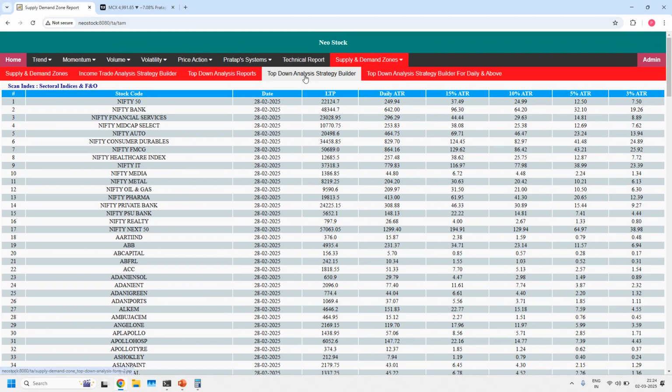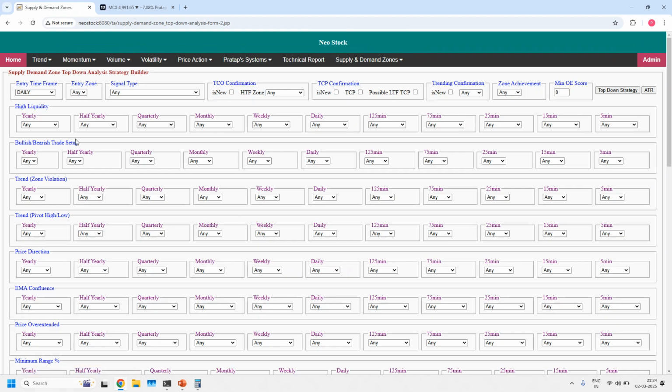Okay, how do we do this from our NeoStock software? For bearish trade setup, entry time frame is 75 minutes. For weekly income trade, weekly is HTF, daily is ITF, and 75 minutes is LTF. LTF means our entry time frame. Entry zone should be supply zone because it is bearish trade setup. And in bullish or bearish trade setup parameter, at 75 minutes time frame, we have to select bearish.